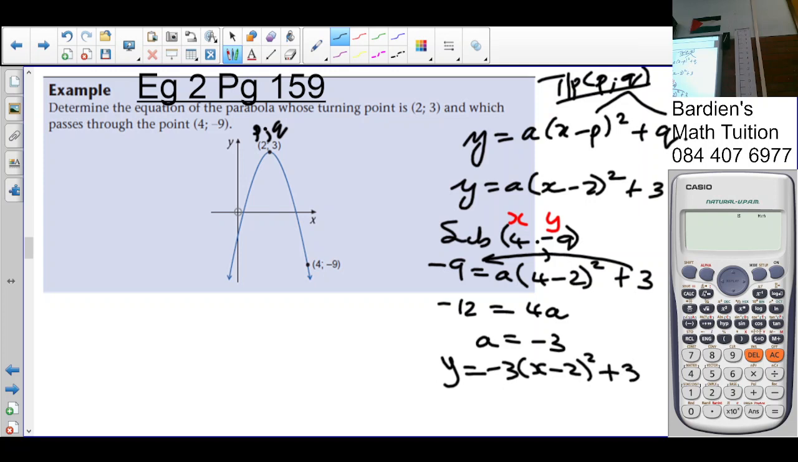And that's just squared out from here. So y is equal to negative 3 into x squared. That's going to give you negative 4 times negative 3 is positive 12x. Positive 4 times minus 3 is negative 12, plus 3 is negative 9. Okay? You guys understand?